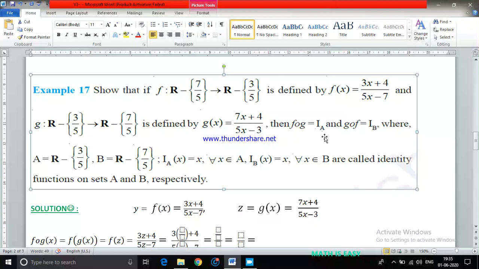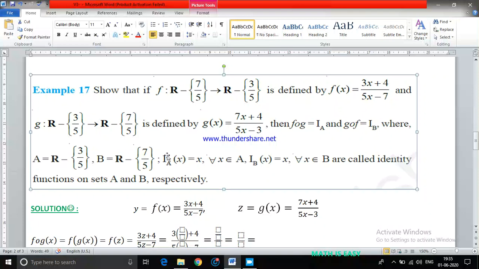What is IA? It's an identity function. In class 11th, we already studied about the identity function. Identity functions are the functions where whatever input you give, your output also will remain the same. F of x equals x is an example of an identity function. That means f of 1 is 1, f of 2 is 2, f of minus 3 is minus 3, f of 10 is 10. So whatever the input you give, your output will remain the same. And GOF equals IB. IB is also an identity function.